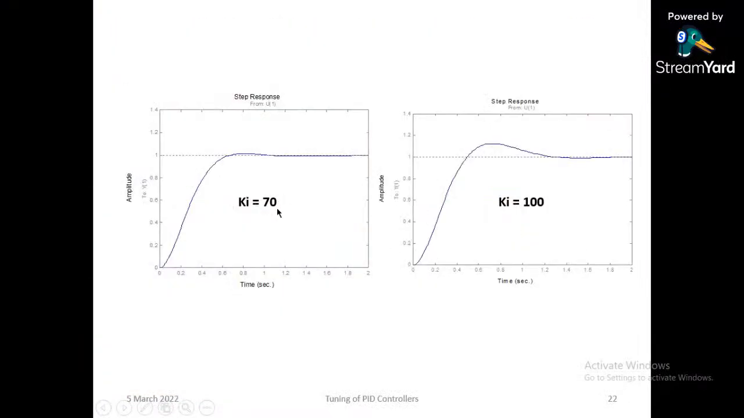Now you can see the effect for different values of Ki. As I keep increasing the value of Ki, we get more oscillations. Meaning, it is adversely affecting my transient response and it is taking more and more time to settle down.